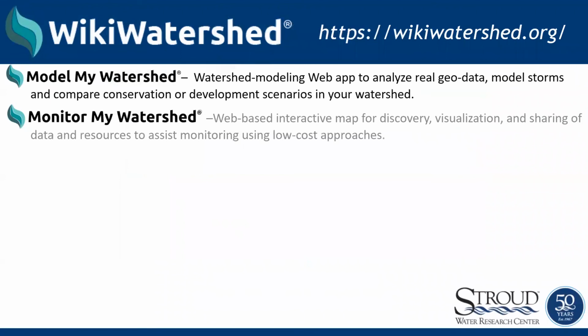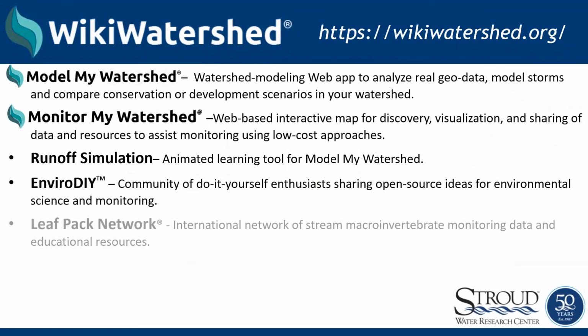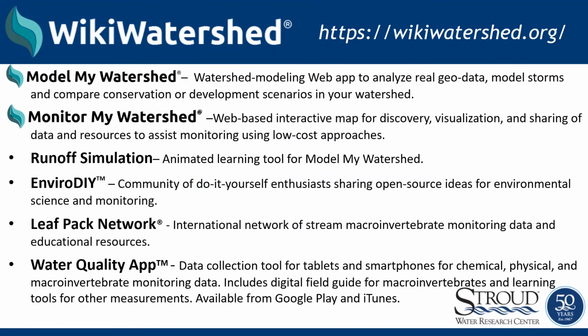Okay. So again, those are the 6 resources. I think I might be doing good on time. The Model My Watershed full-scale GIS modeling tool, Monitor My Watershed, which uses the same platform but gives you the ability to see other data. The Runoff Simulation, which is that cartoon-like simulation of the 24-hour storm event. The EnviroDIY stream sensor stations, and this community of enthusiasts. The Leaf Pack Network, and the Leaf Pack Kit and all the materials, and then that mobile app called Water Quality.